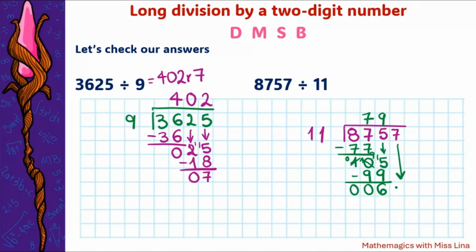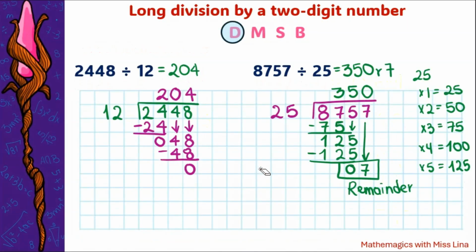Bring down the next digit, which is 7. And is going to be 6 times. 6 times 11 is 66. And we subtract, and it's going to be 1. There's nothing else to bring down. So the result is 796 with a remainder of 1.